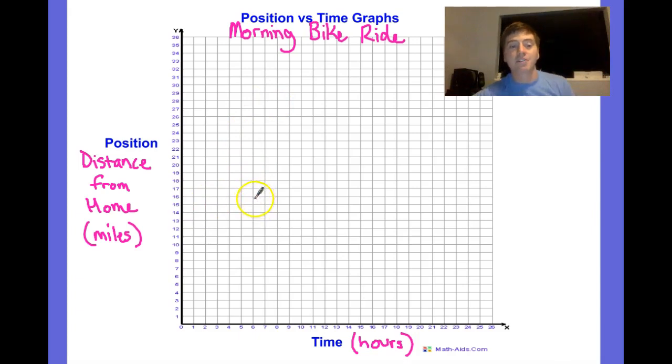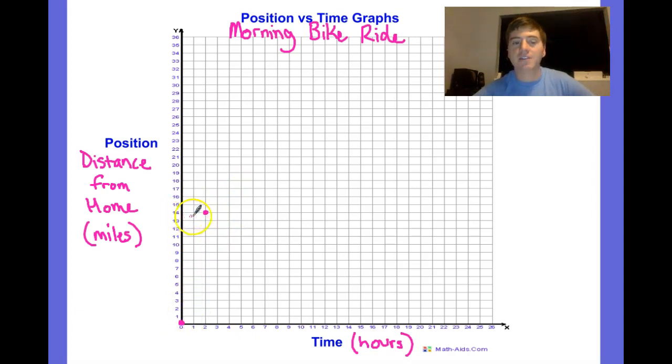Okay, well, if I'm starting from home, then my position, distance from home, is 0. And if I'm starting, then my time is 0 as well. So here I am at 0, 0. No time has passed and I have not left yet. So once I start going, my time will start and my distance will start rising. So let's say in 2 hours, I'm about 14 miles from home. Let's say 2 hours, 14 miles from home. This is a weekend morning, clearly. I obviously don't have anything to do.